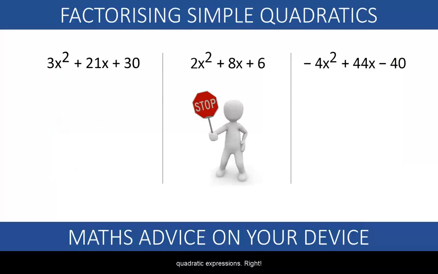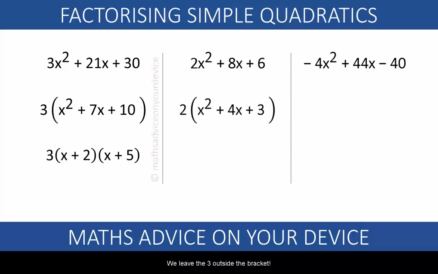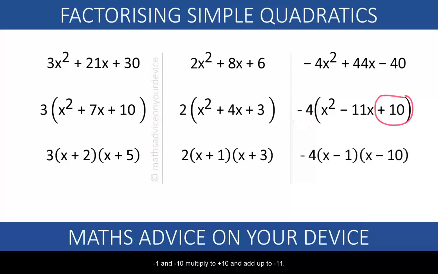Right, we factor 3 out. We think of two numbers that multiply to give us 10 and add up to 7, 2 and 5. We leave the 3 outside the bracket. Again, factor the 2 out. Think of two numbers that multiply to 3 and add up to 4. And again, we factor negative 4, including the sign, minus 1 and minus 10, multiply to plus 10 and add up to minus 11.